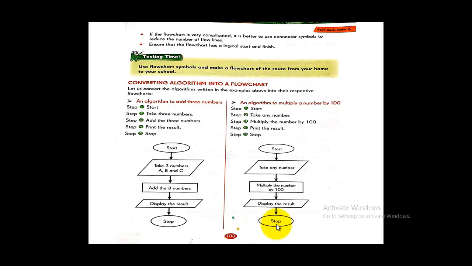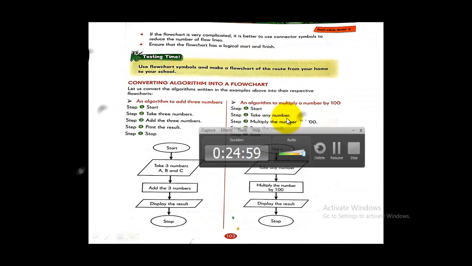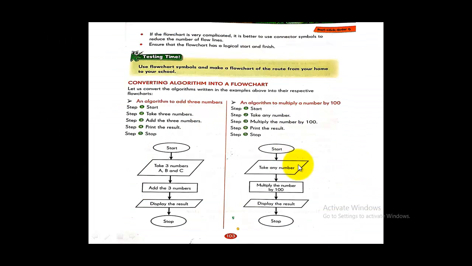Okay. Now after this, we know how to write an algorithm, how to draw a flowchart, and how to convert an algorithm into a flowchart also. And after that, it's the end of the program. End of the lesson here. Now here ends our chapter number 9, algorithms and flowchart.